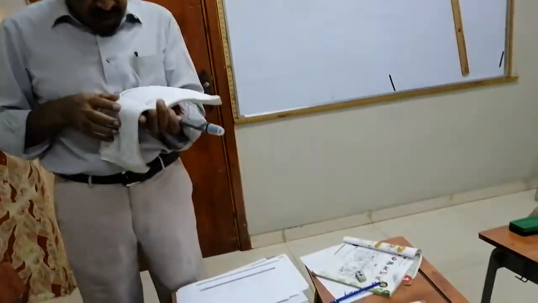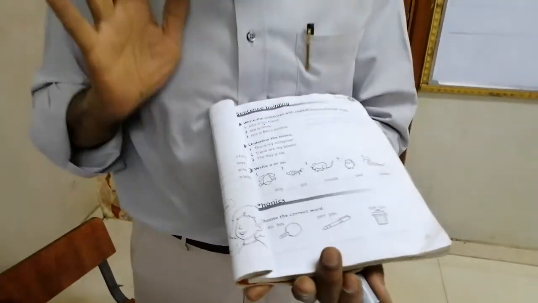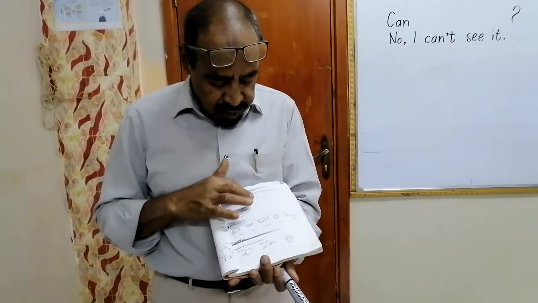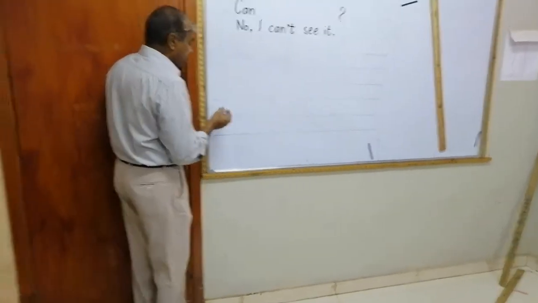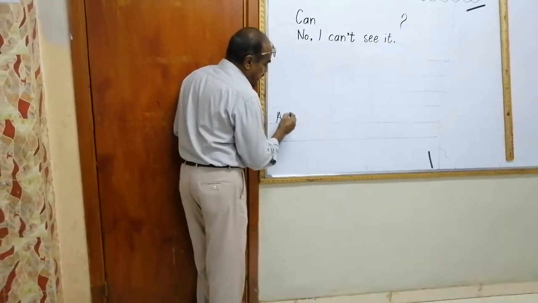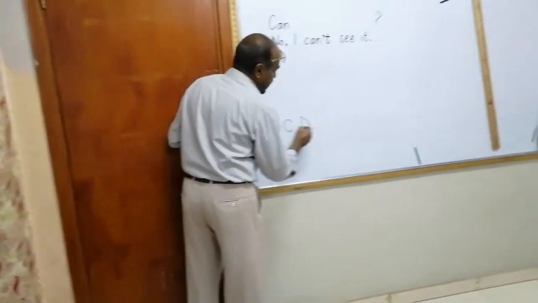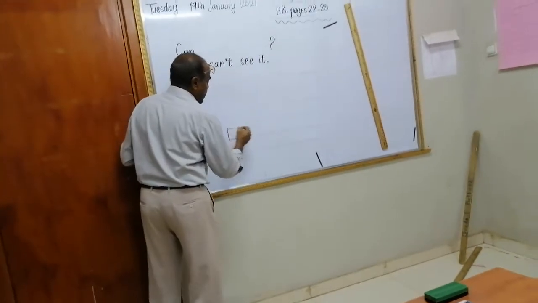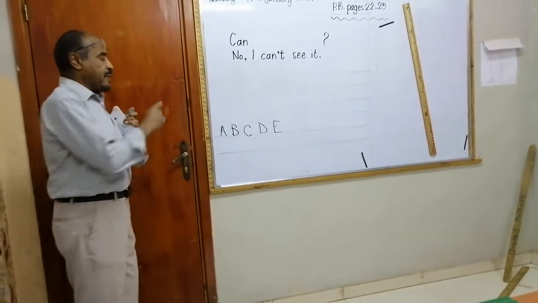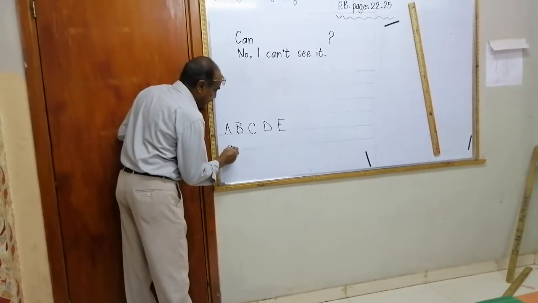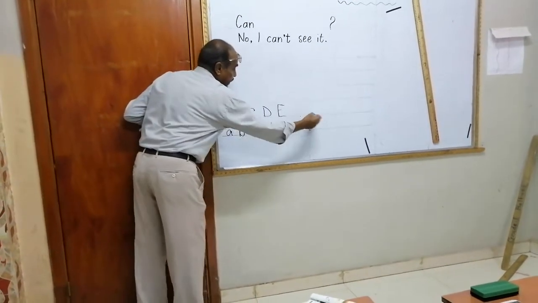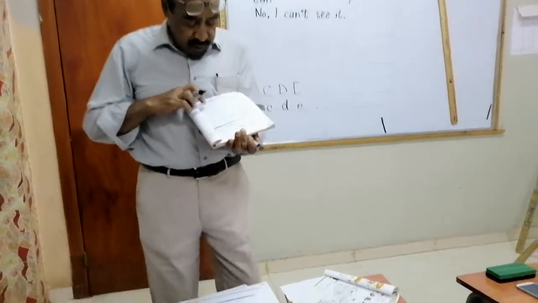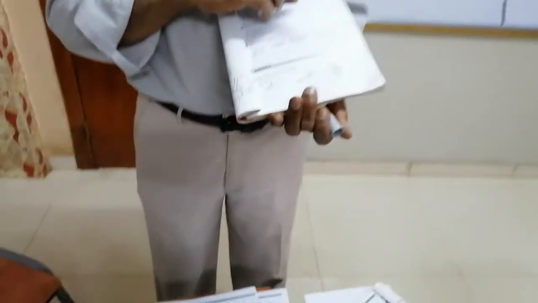Okay. Now let's see this part here. Sentence building. Write the sentences with capital letters and full stops. Capital letters. These are capital letters: A, B, C, D, E. Okay? These are the capital letters. These are the small letters: a, b, c, d, e. Okay?